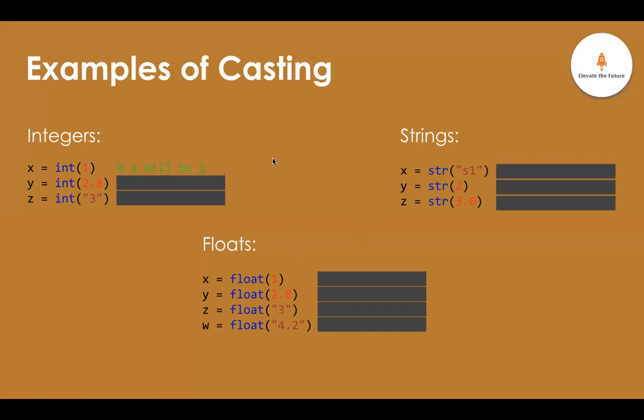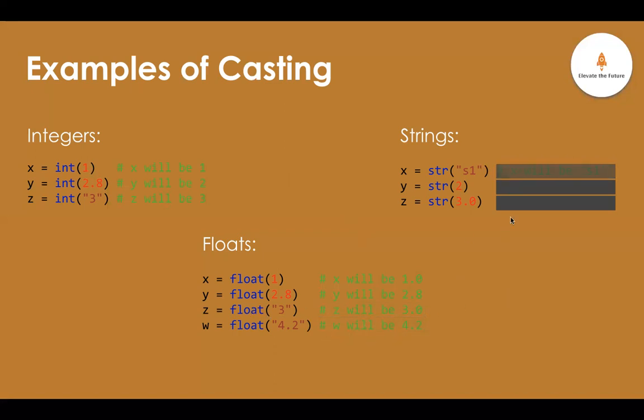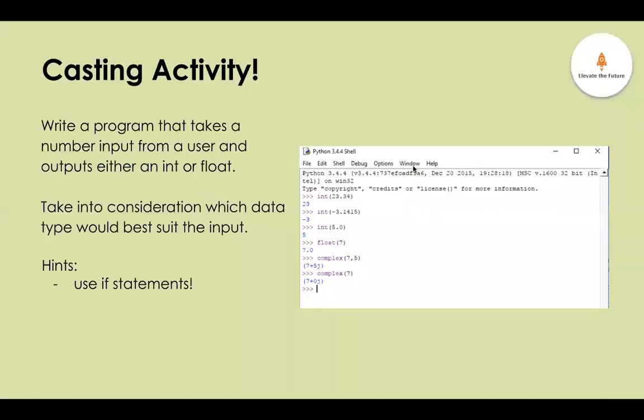So this will be 1, this will be 2, this will be 3. This one will be 1.0, 2.8, this will be 3.0 because it's a float, and this will remain 4.2. And here, x will be the string s1, this will be the string 2, and this will be the string 3.0. So here's a little activity you can try.